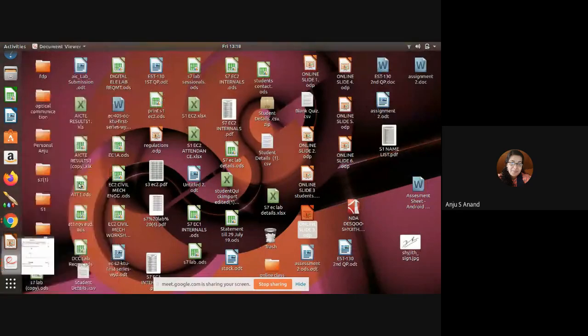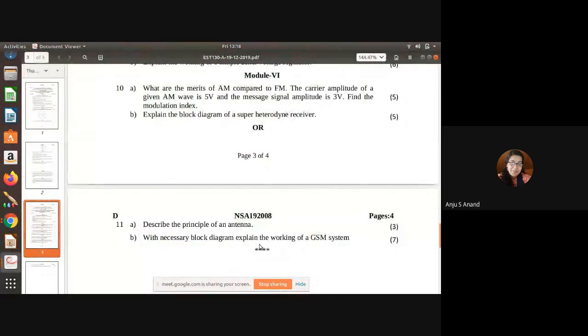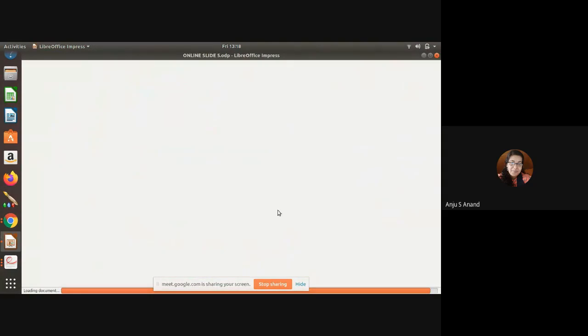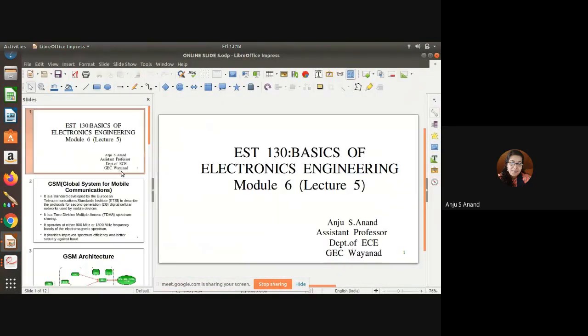The last question is, with the necessary block diagram, explain the working of a GSM system. It's a 7 marks question. We have to write a lot to get these 7 marks. We have explained the GSM system in lecture 5.